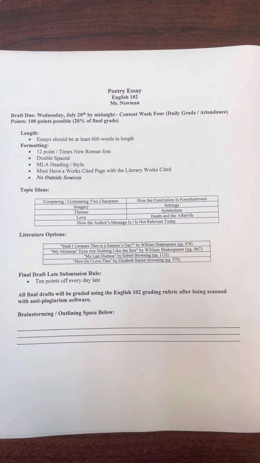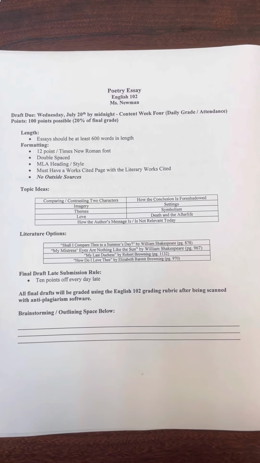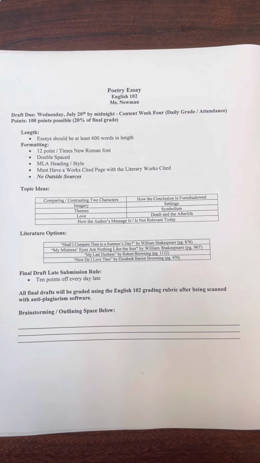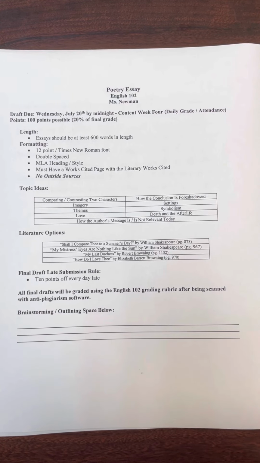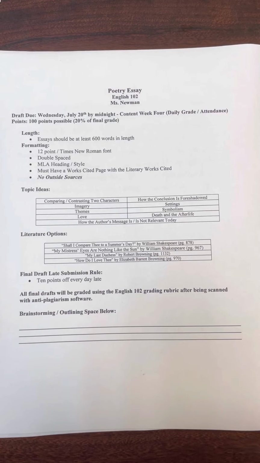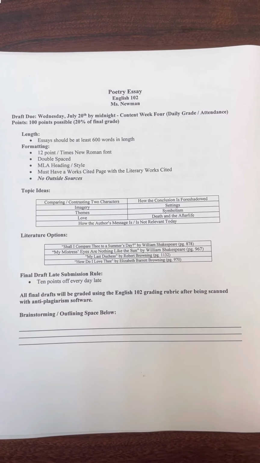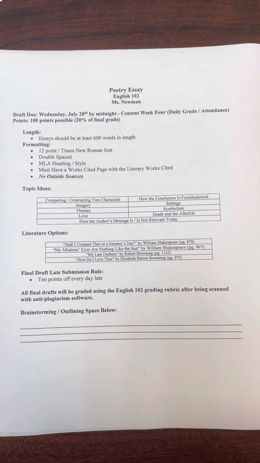Not surprisingly, it's 12-point Times New Roman font, double spaced with MLA heading and style, so make sure you use page 192 in your Seagull book for an example of how MLA formatting looks. There's also a really good example of the works cited page on page 199 in the Seagull book as well, so definitely recommend checking that out as you're working on the works cited portion of this essay.